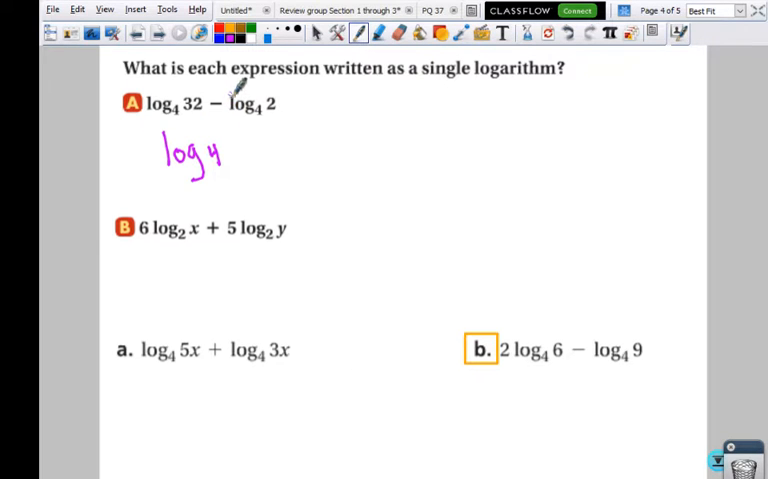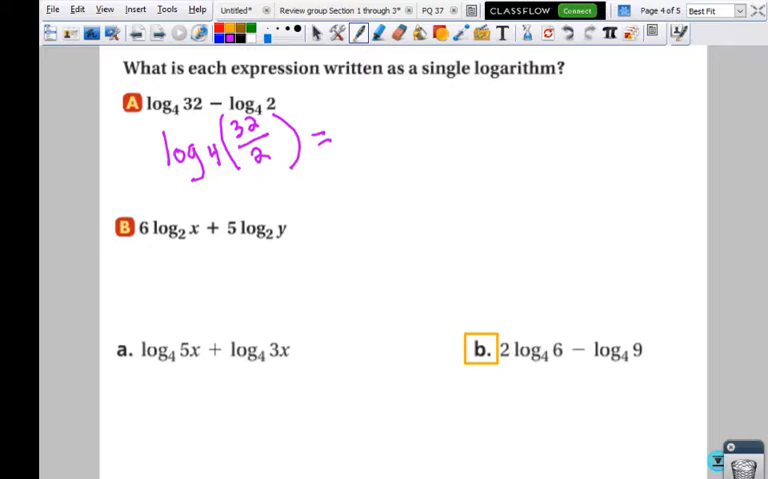If I have a minus between 2 logs, what rule is using that? Division. So when I put these in a single log, I'm going to take the 32 and divide it by 2. Then I'm going to have a single log. You could put parentheses around these, but you don't need to. I got confused when I didn't. It's a single log just because they're both log base 4.